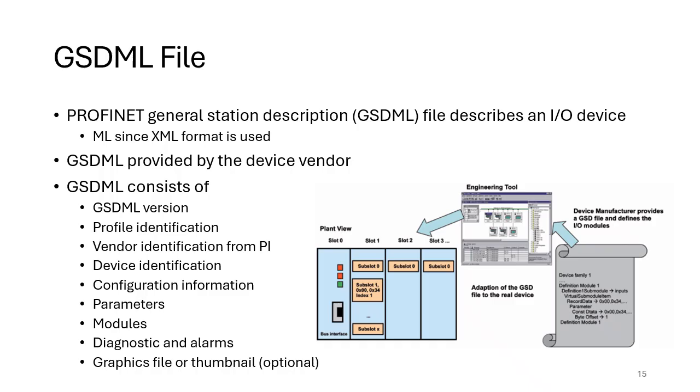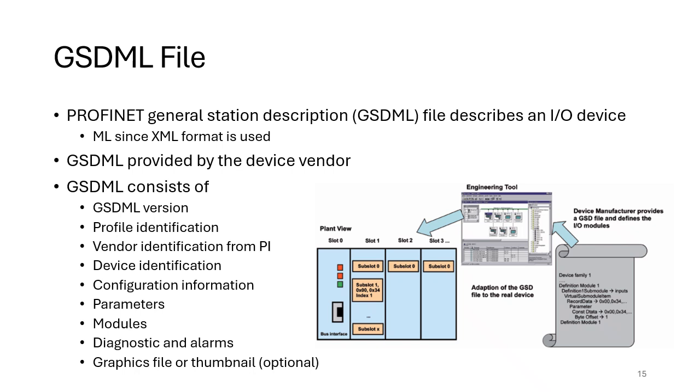Now, the GSDML file is defined by the PROFINET organization, and as we mentioned earlier, it's an extension of the GSD format, which was used for Profibus, and it's in XML format, which is where we've added the ML to the file name. But effectively, the PROFINET GSDML file is a general station description file, so that's also where GSD comes from, and it describes an I/O device. It's provided by the device vendor.